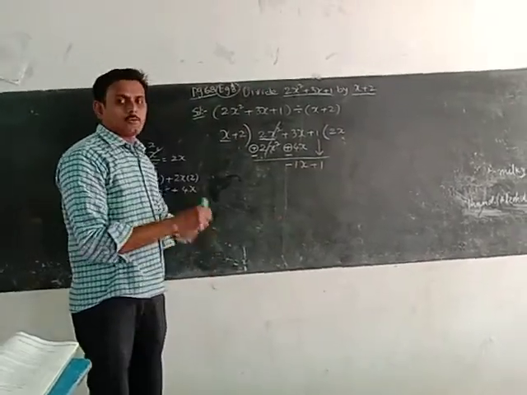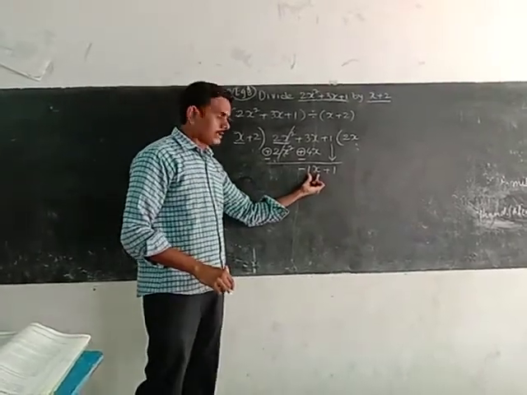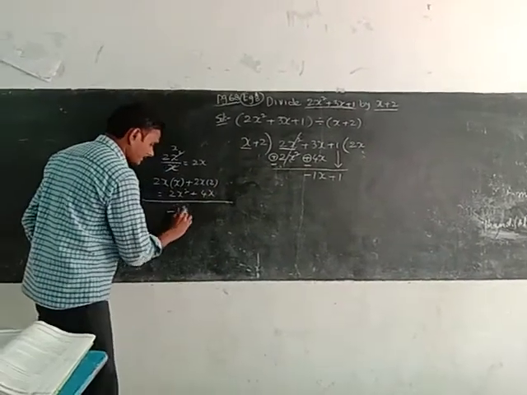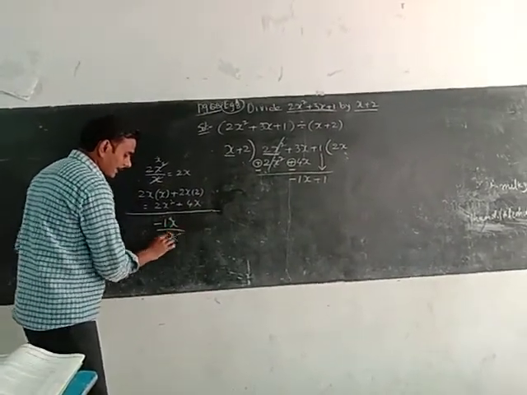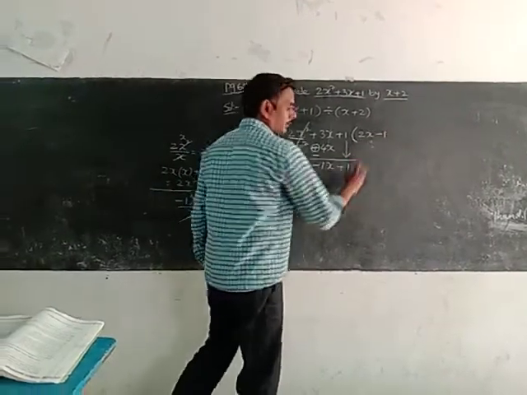Now again we have to follow the same steps. What are the same steps? What is the first term here? Minus 1x, divide by x. Minus 1x by x, x and x will cancel. What is remaining? Minus 1. Minus 1 is the quotient.